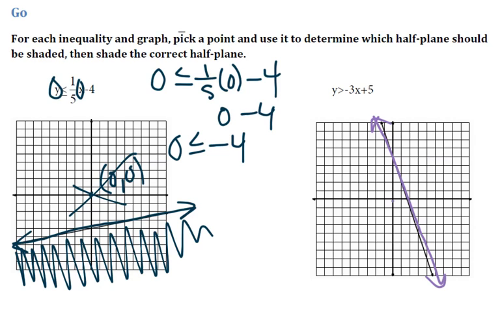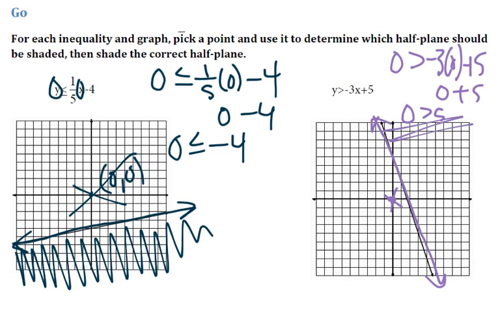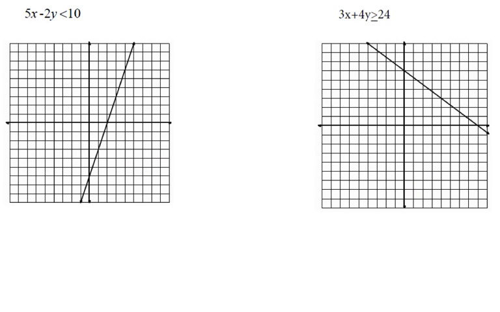Okay, same idea here. Pick our point 0, 0. 0 for y. 0 for x. Negative 3 times 0 is 0. 0 plus 5 is 5. Is 0 greater than 5? No, so that's not a solution, which means the opposite side is where all our solutions are. Okay, same idea with these ones. Oh, that was a horrible tracing.